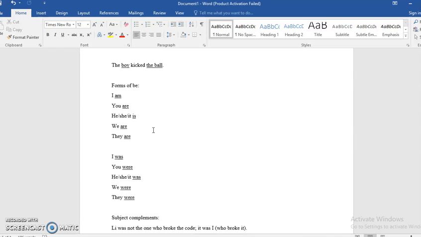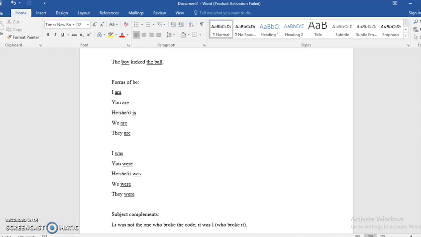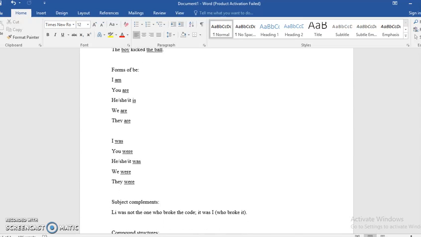So this leads people to sometimes use the wrong pronouns because they're not recognizing that they actually have a helping verb in the sentence. I have this same sentence below in the activity here, but I wanted to explain it a little bit more. A lot of times you'll see people write a sentence like this and say, Lee was not the one who broke the code, it was me. And part of the reason is that it kind of sounds right.